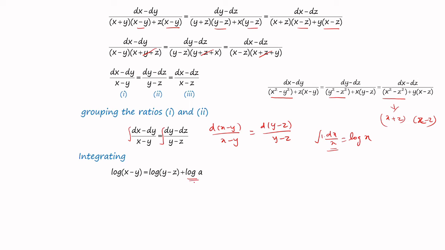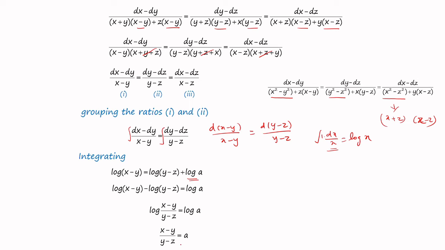You are using log. Okay, log a. In the same way, you have to take this log to the other side. Log (x minus y) minus log (y minus z) is equal to log a. Since log a minus log b is log (a by b), log of (x minus y) by (y minus z) is equal to log a, or (x minus y) by (y minus z) is equal to a. This is our one independent solution.